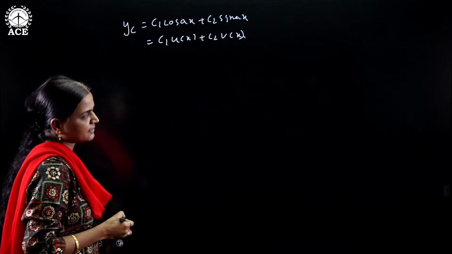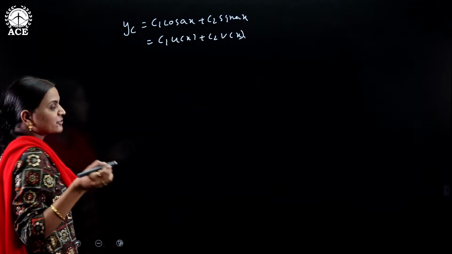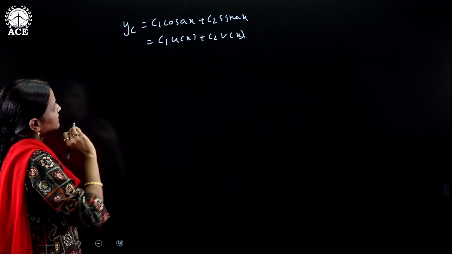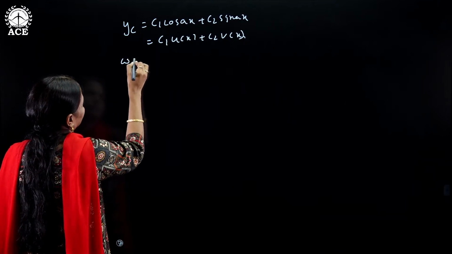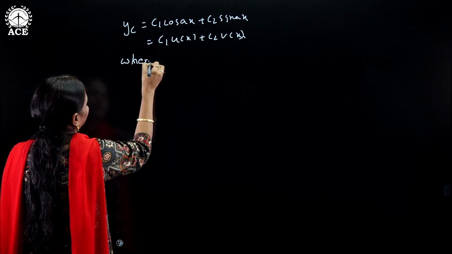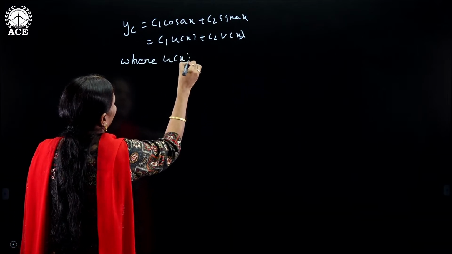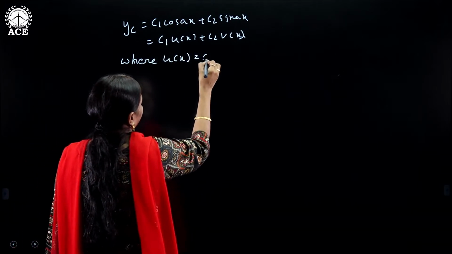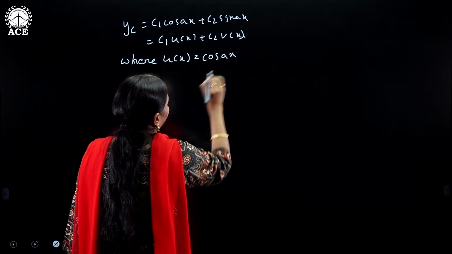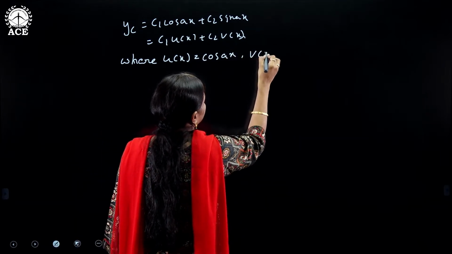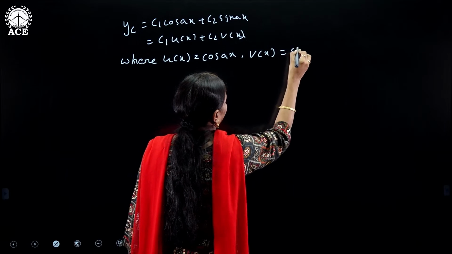Where, what is the u of x? Dear students, find the Wronskian and post your answer in the chat box. What is the u of x? u of x is equal to cos ax, and v of x is equal to sin ax.